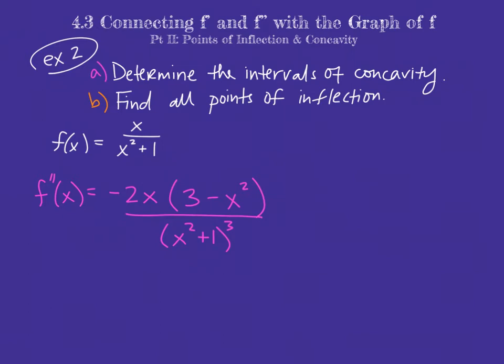Therefore, f double prime is defined everywhere, but we just need to set the numerator equal to 0 to see where it equals 0. So we have the numerator set equal to 0, so we'll set each factor to 0.